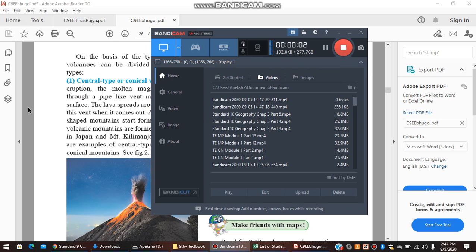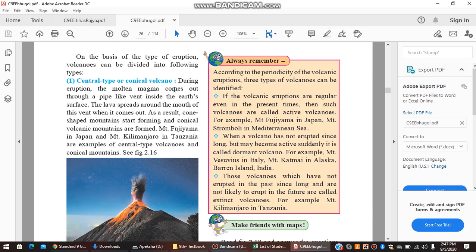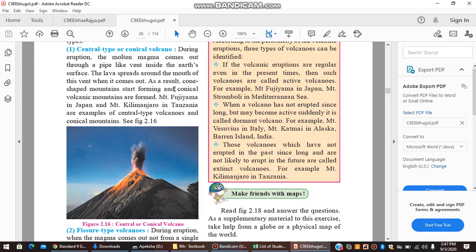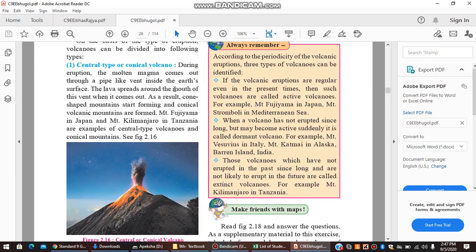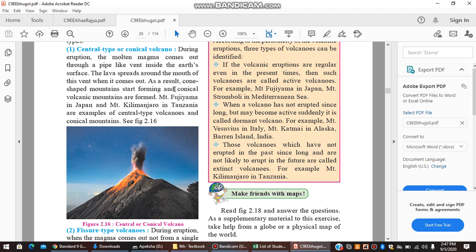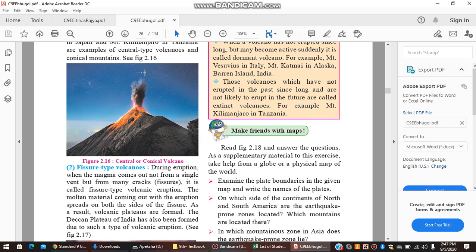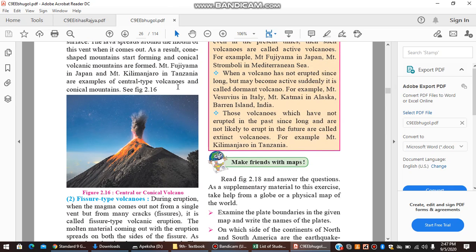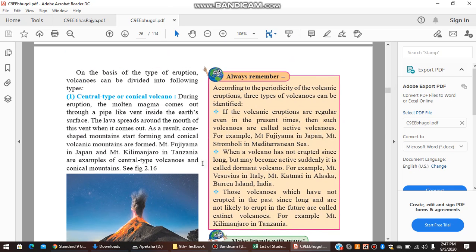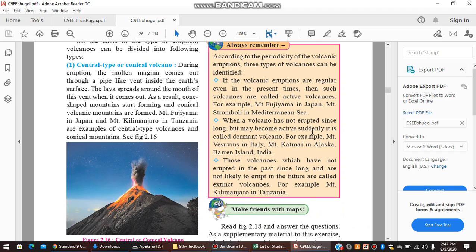Hello everyone. So in the previous video, we had completed the different types of volcano. We did the central type or the conical volcano, where the magma comes out through a pipe like vent. And we did the fissure type volcano, where the magma comes out from many cracks. So moving on, this particular part is just more info on volcanoes.